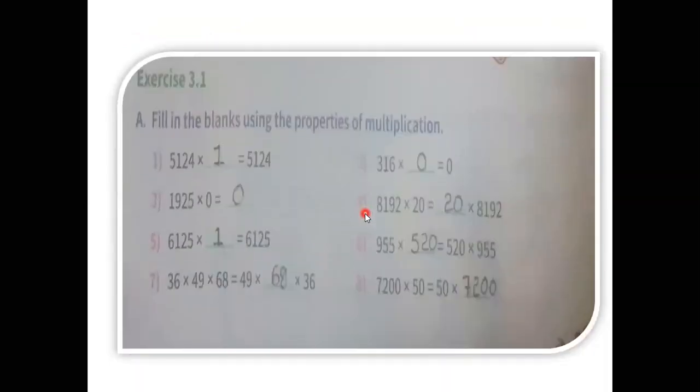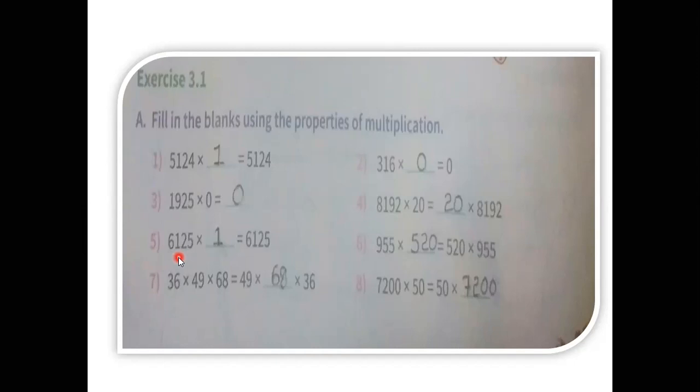Now let us see the examples based on these properties. See here, exercise 3.1, fill in the blanks using the properties of multiplication. 5124 into dash equals 5124. With what number if you multiply this 5124, you will get the same? As we have learned, any number if you multiply with 1, you will get the number itself. So here the answer is 1. Next, 1925 into 0. Any number if you multiply with 0, what will you get? According to our fourth property, you will get 0 only.